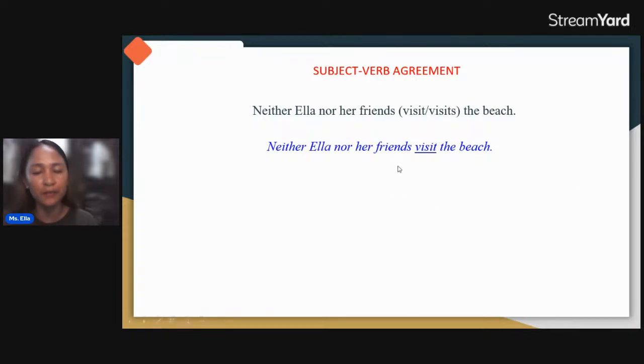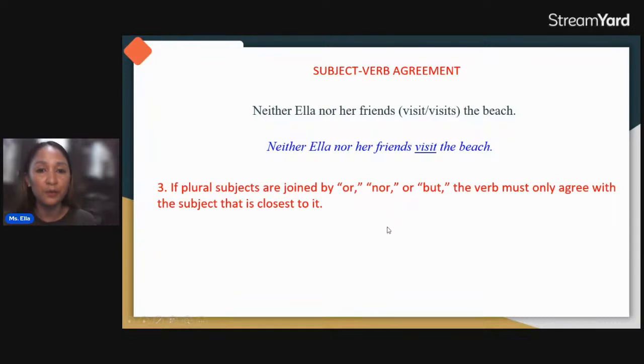All right. So here's the reason why. If plural subjects are joined by or, nor, or but, the verb must only agree with the subject that is closest to it. We have plural subjects because we have Ella and her friends. However, they are joined by nor. That means the verb must only agree with the subject that is closest to it.